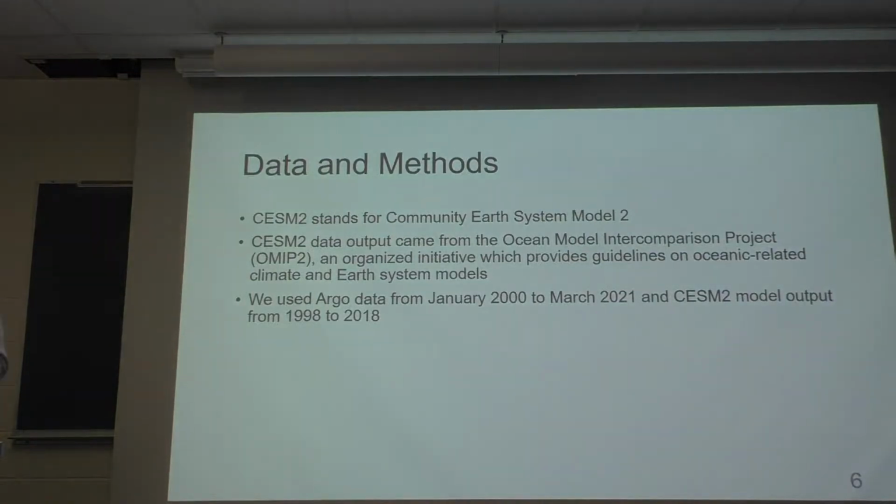So building off of this for the actual data and methods, CSM2 stands for the Community Earth System Model 2, the second version of a model needed for creating these physical models. The actual data output came from the Ocean Model Intercomparison Project, the second version, which provides regulations and guidelines for oceanic-related data and climate and Earth system models. Now, using this, we use Argo data from January 2000 to March 2021, and CSM2 model output from 1998 to 2018. Although they have a slight difference in years, we did not feel that these slight differences were enough to affect the actual data output, and so we're confident saying that the data from these years aren't necessarily going to be affected, even though it's a slight difference.